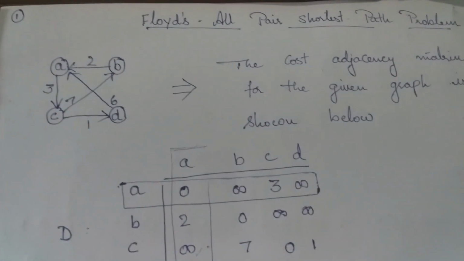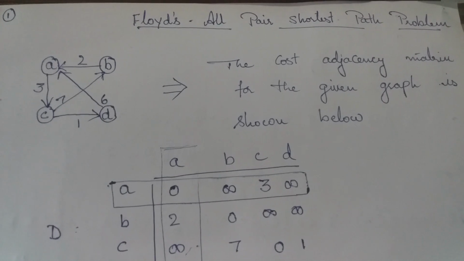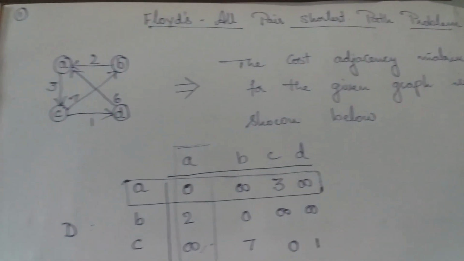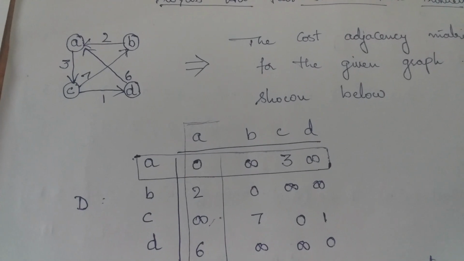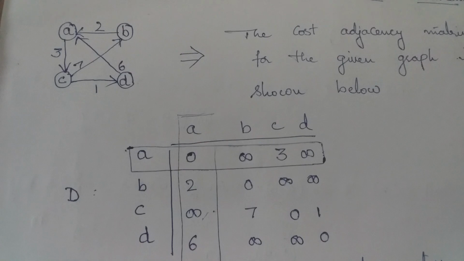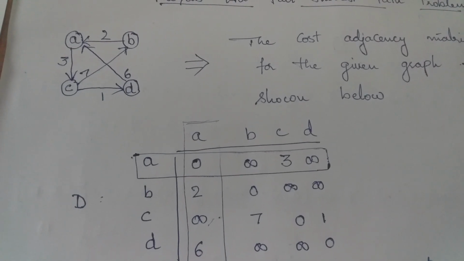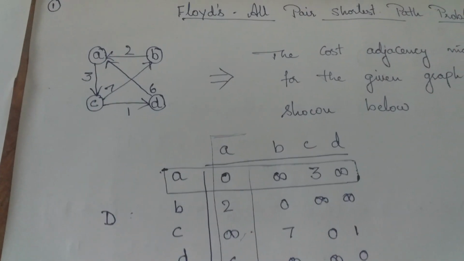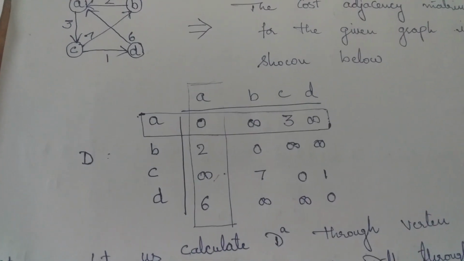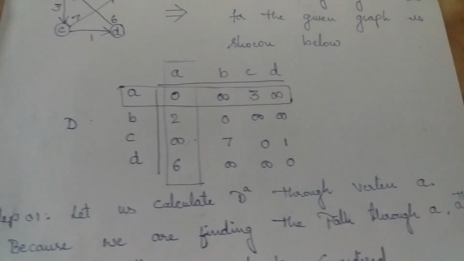Good morning. In today's class, we'll learn about the all pair shortest path problem, that is Floyd's algorithm. Given a graph, we have to find the all pair shortest path for this graph. Now, the first step to solve this problem is to draw the cost adjacency matrix for this graph.